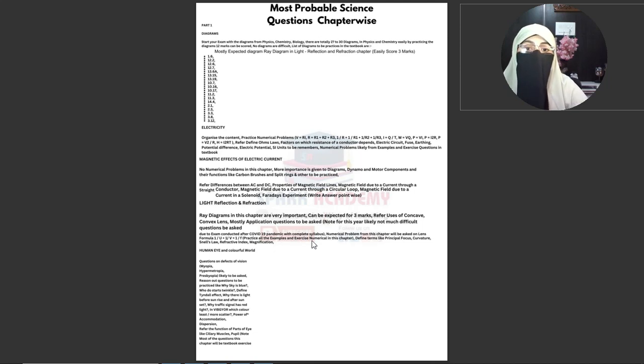Okay, so the other theory questions which will be coming from light reflection and refraction are the principal focus, curvature, Snell's law, refractive index, and magnification. The theory questions as well as the diagrammatic questions which are going to be asked from this chapter, I have given you chapter wise in the PDF. If you want the same PDF, or if you want to take a screenshot, you can take it as well.